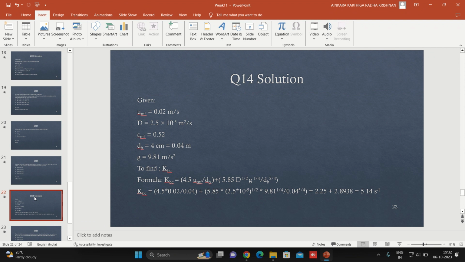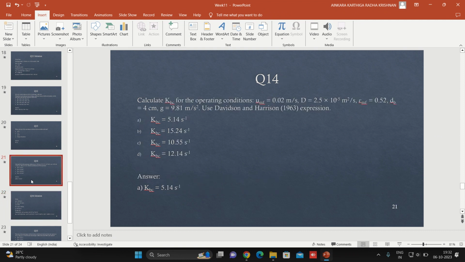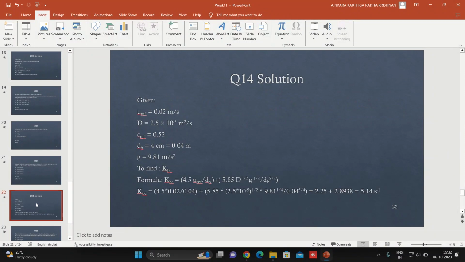According to that formula, KBC is equal to 4.5 into UMF by dB plus 5.85 into D power 1 by 2 into G power 1 by 4, divided by dB power 5 by 4. We substituted all the given things in the formula, and we are getting KBC as 5.14 per second. So which option is the right answer? Option A is the right answer. I think it is clear enough. So just take a minute to analyze it and we'll move on to the last question of the session.